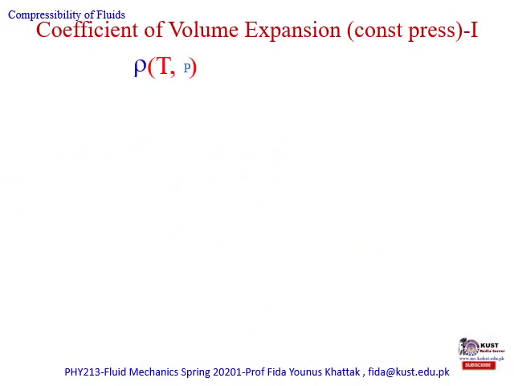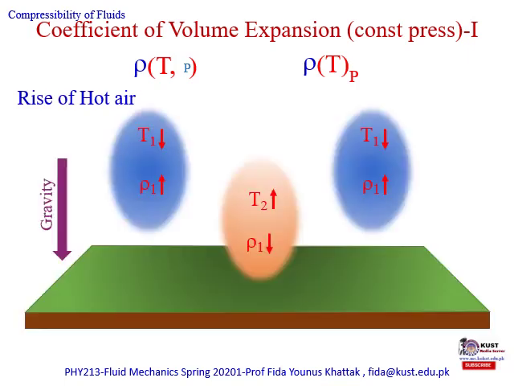The density of a fluid depends strongly on the temperature and weakly on the pressure. In isobaric processes, we look into the variation of density as a function of temperature at constant pressure. As an example, look at the rise of hot air near the surface of the earth because of the variation in the absorption of sunlight.